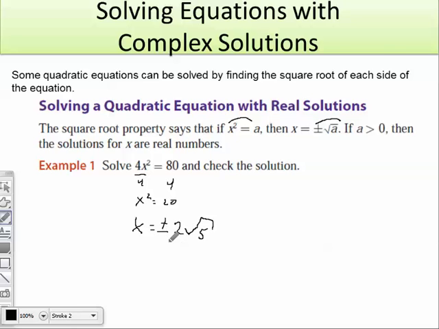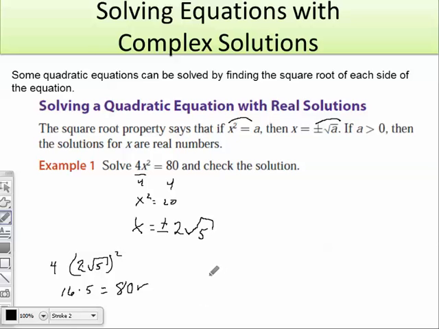So let's check these. If we use the positive version, 2 square roots of 5, I'm going to square that, and multiply it times 4. Well, 2 squared is 4, 4 times 4 is 16, times 5 is 80. Check. That one checked out.